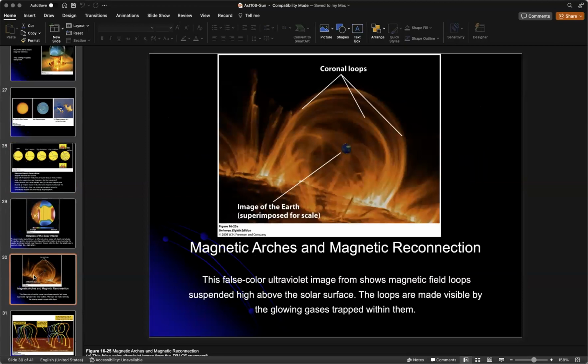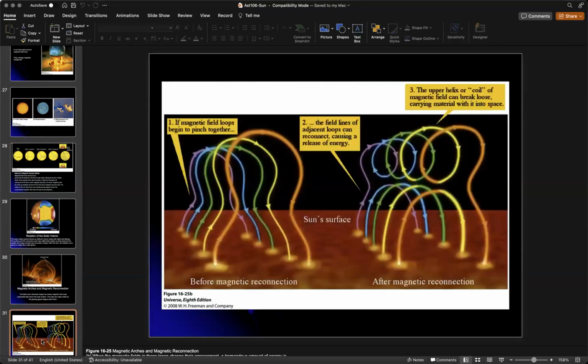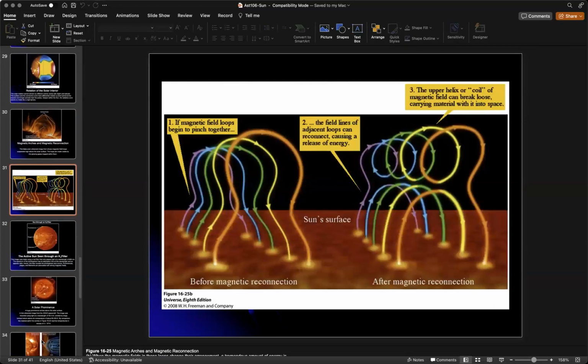These are magnetic arches or solar prominences or coronal loops. Sometimes if the magnetic loops begin to pinch together, the field lines of the adjacent loops can reconnect, causing a release of energy. The upper helix or coil of magnetic field can break loose, carrying material into space. It carries material from the corona into the space. This is called coronal mass ejection, or CME.